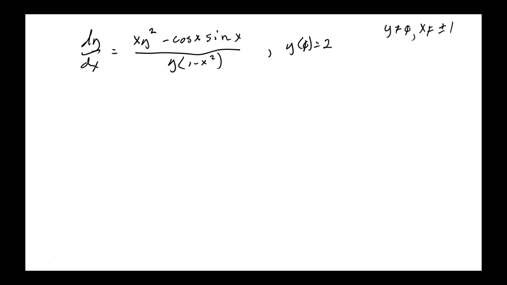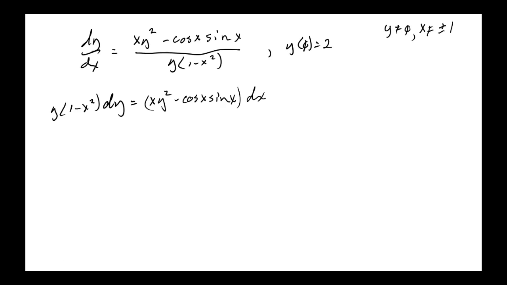I'd multiply both sides by that denominator, okay? So that will give me y times 1 minus x squared dy. I'm cheating a little. Then xy squared minus cosine x sine x dx. Now, I haven't figured out whether I want to multiply through by y or not. I kind of don't want to, but I might need to.